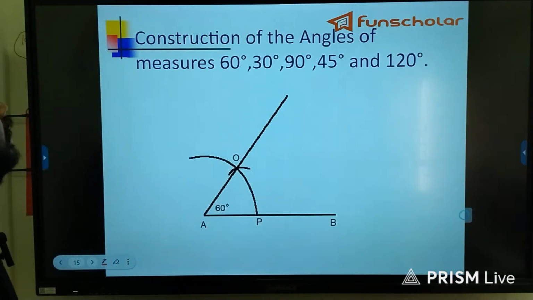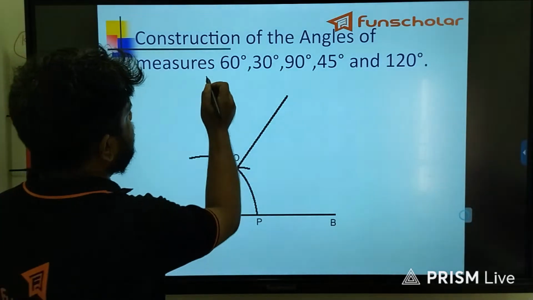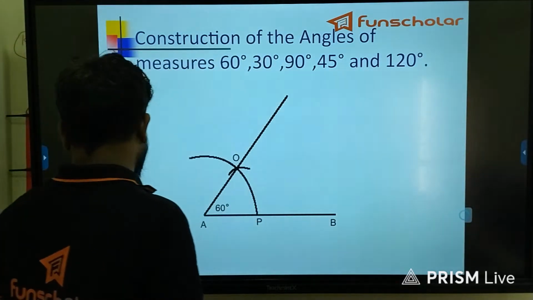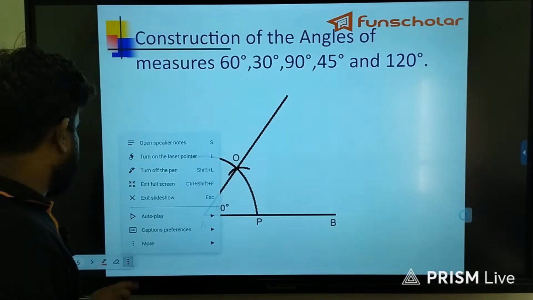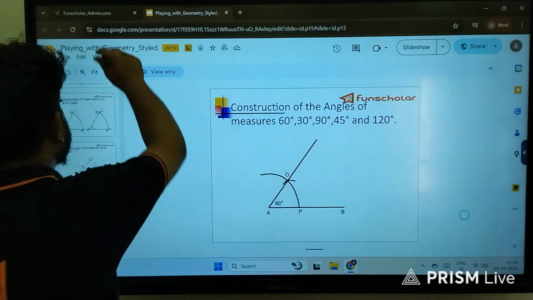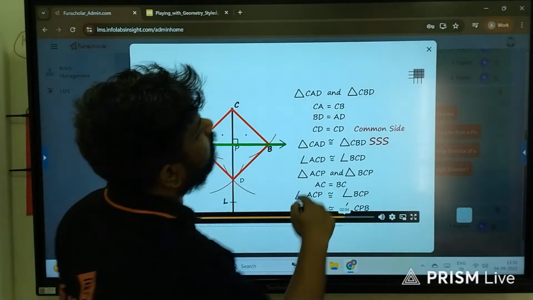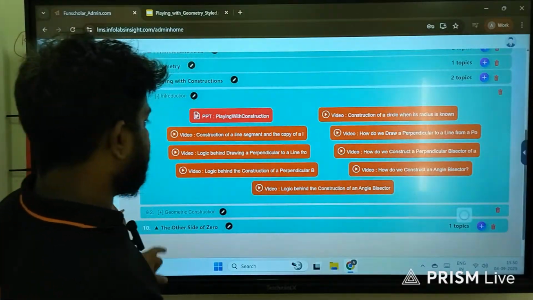Okay, so the next part, construction of the angles of measures 60, 30, 90, 45 and 120. So before learning this, let's watch the video and try to learn it from the video. Okay.